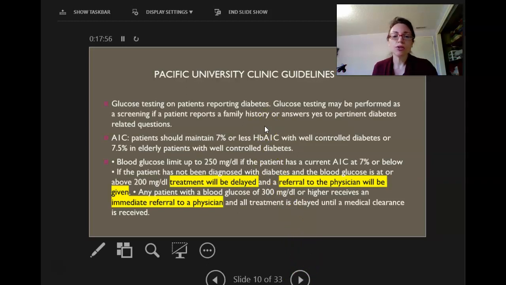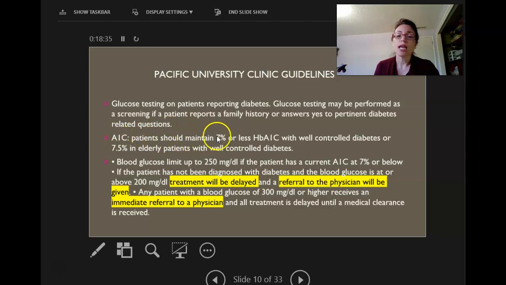It's important for you to know Pacific University's clinical guidelines for treating diabetic patients. So this is just cut and pasted right out of our clinic manual. It's important for you to have it handy just so that you can refer to it easily when you're in clinic. Glucose testing on patients reporting diabetes. Glucose testing may be performed as a screening if a patient reports a family history or answers yes to pertinent diabetes-related questions. So they don't have to have diabetes in order for you to do a blood glucose. You can screen them if you have a question.